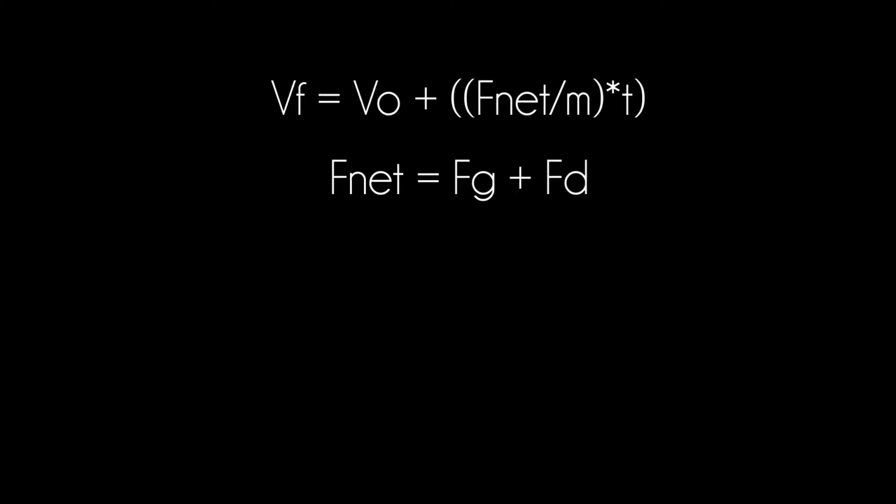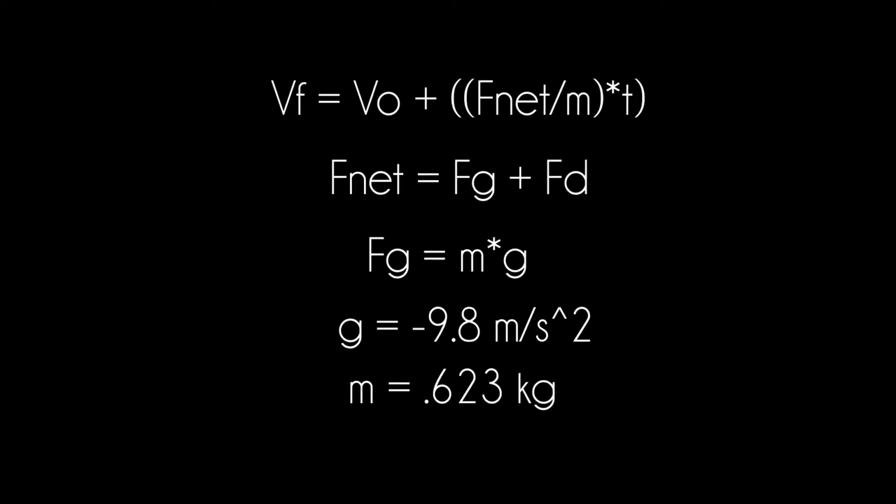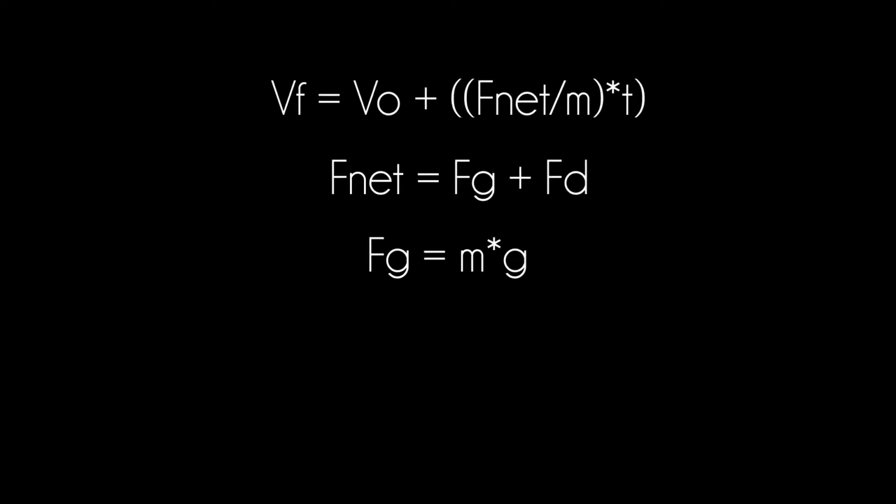The force of gravity is equal to the mass multiplied by the gravitational pull of the Earth, which is about 9.8 meters per second squared. This force is in the downward direction as the gravitational force pulls down on the basketball. The force of drag is equal to the instantaneous velocity at a given moment squared. This force opposes the downward force of gravity and pushes upwards.